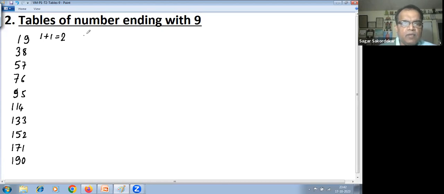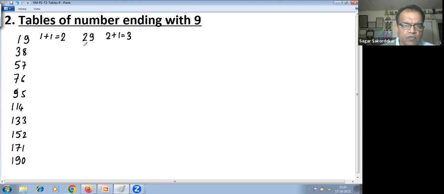Next example will be 29, table of 29. The digit before 9 here is 2. You can take a pause here and try to solve it. Add 1 gives you 3. So in this case, you'll have to keep adding 3, like this.